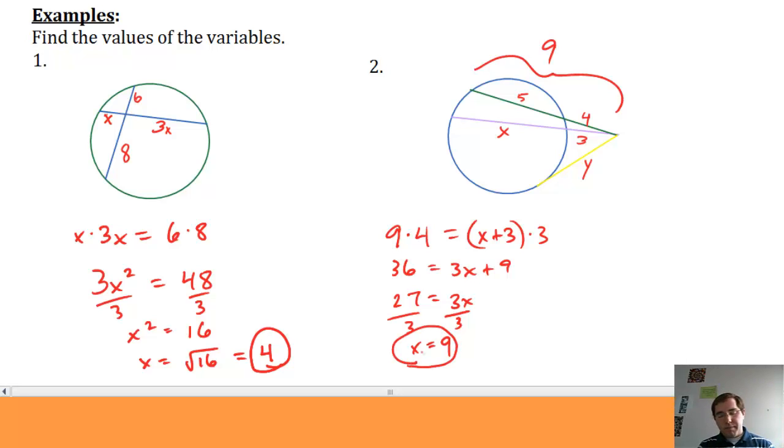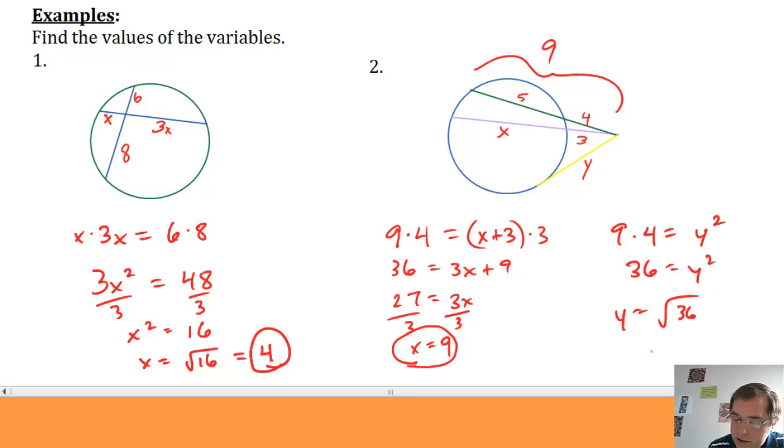We still have to find y. Y is a tangent. So we could use either the green secant one or the purple secant one now that we know x. Doesn't matter. Let's use the green one. So the whole secant, 9, times the outside part, 4, equals the tangent squared. 9 times 4 is 36, which is going to be y squared. That means y is the square root of 36. But the square root of 36 is 6. So y equals 6.